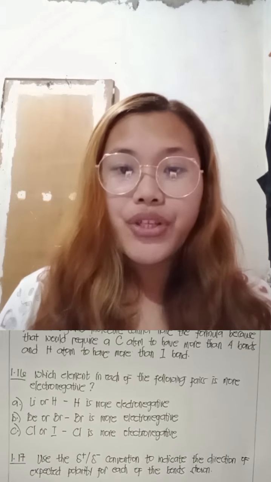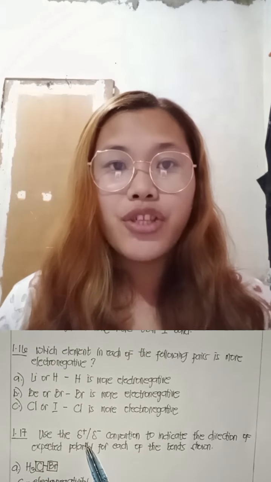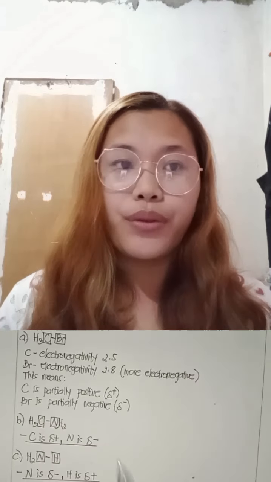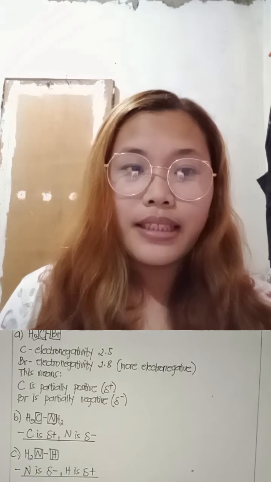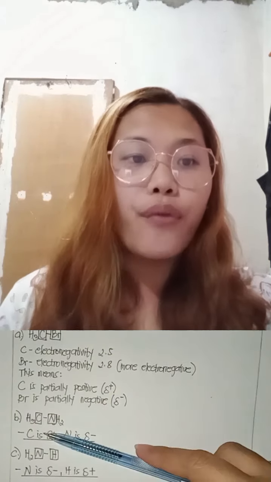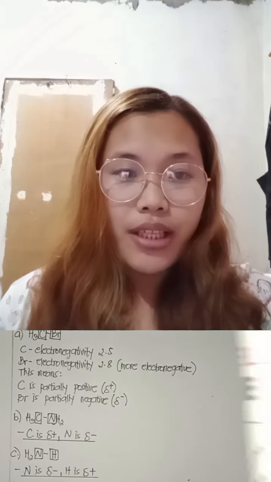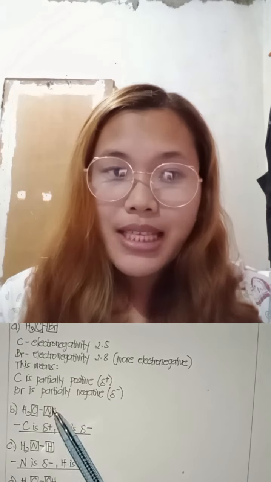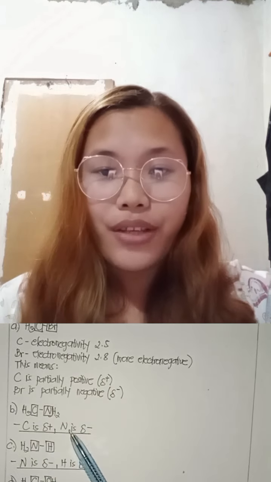1.17. Use the partially positive and partially negative convention to indicate the direction of expected polarity of each of the bonds shown. So we will only get the electronegativity of carbon and nitrogen. So carbon, letter B. Carbon has 2.5 electronegativity and nitrogen has 3.0. So nitrogen is more electronegative. That means carbon is partially positive and nitrogen is partially negative.